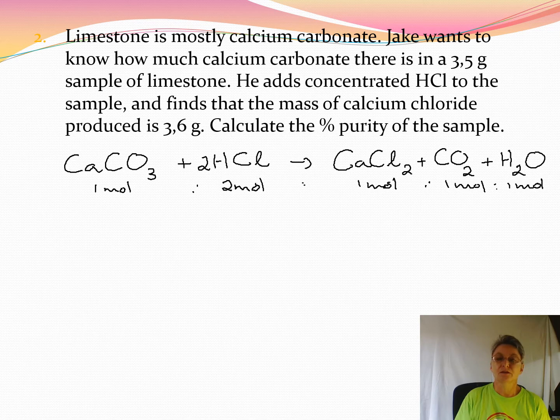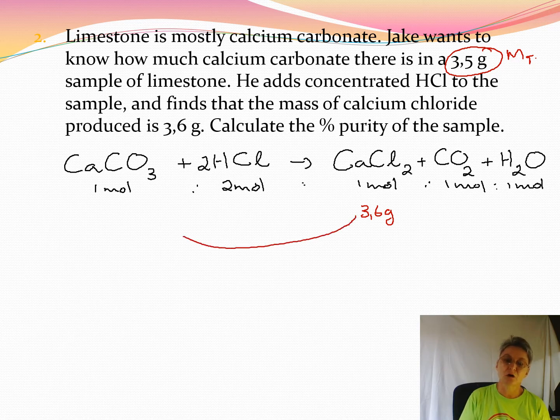Now the things of interest is this 3.5 grams, which is the total mass of the sample. And he finds that there is 3.6 grams of calcium chloride produced. So we need to know what mass of calcium carbonate is there in this piece of limestone?